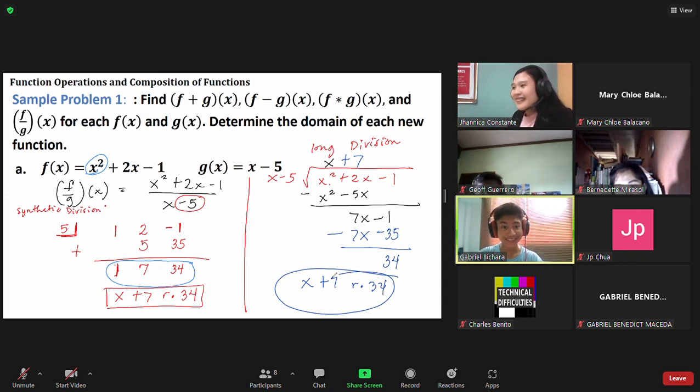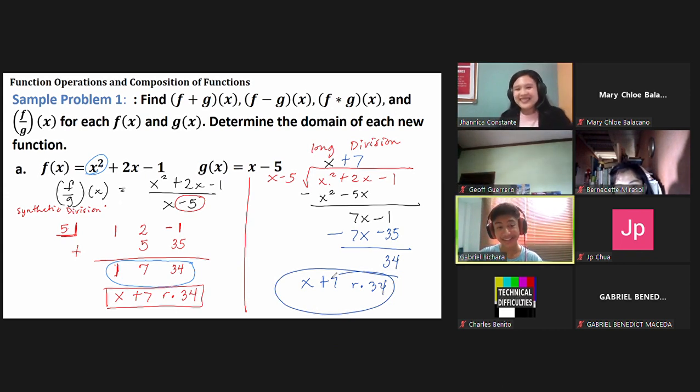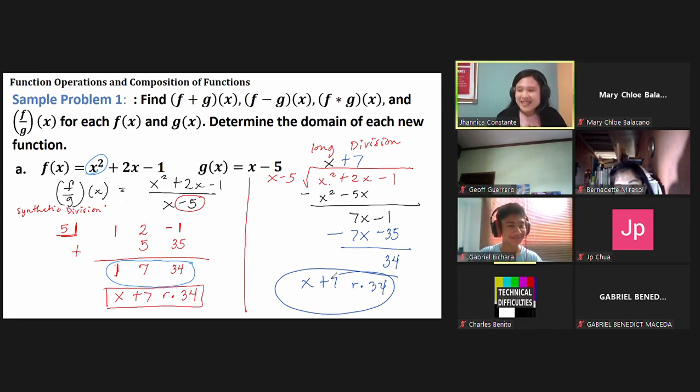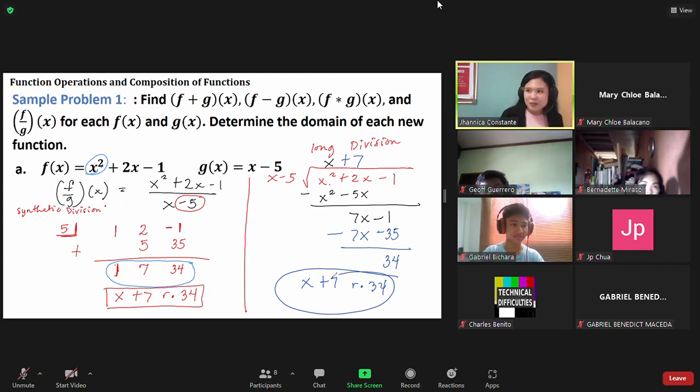Which one is faster, synthetic division or long division? Synthetic division looks shorter. For me, it's easier with synthetic. But if you're not so much a fan of synthetic, you can use the long division. Long division is just the same process as when you are dividing normal numbers. The only difference is we use variables when we are dividing polynomials. But the process in long division when you are dividing natural numbers is the same process when you are dividing polynomials.